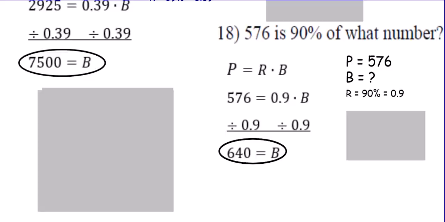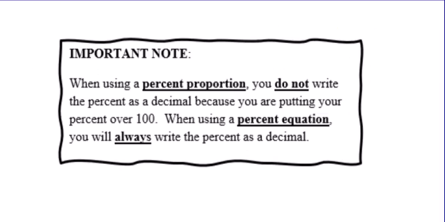All right, now our remaining questions are going to be word problems. I do want to make an important note though first. When using a percent proportion, remember that you do not write the percent as a decimal because you are already putting your percent over 100. But when you are using the percent equation, you will always write the percent as a decimal. Sometimes I have kids who don't do it and then they have to move the decimal point at the end. And let's be honest, it's easy to forget that step at the very end of a problem.